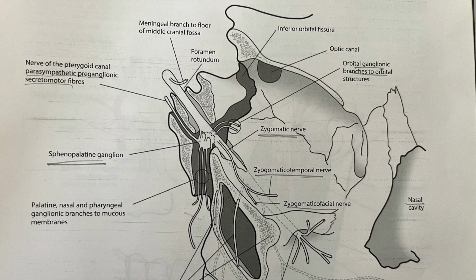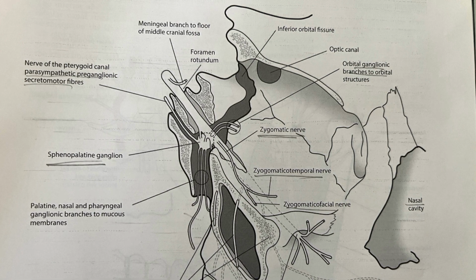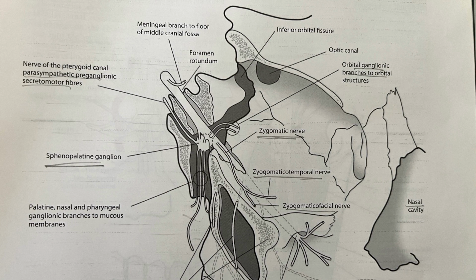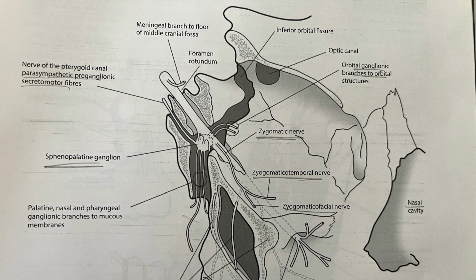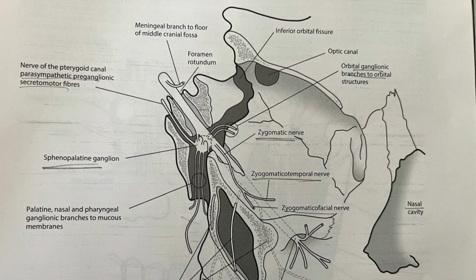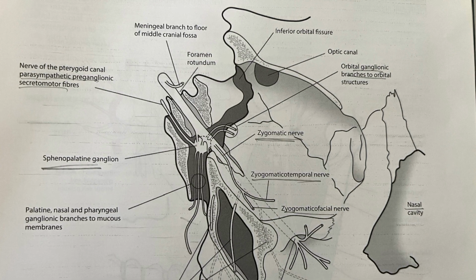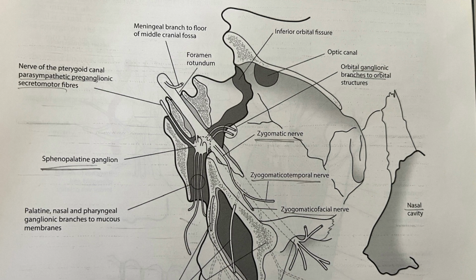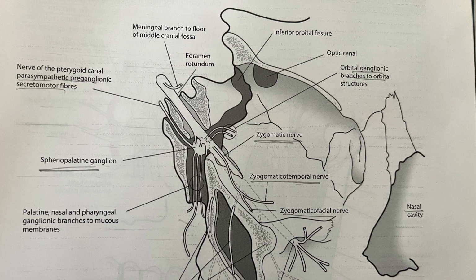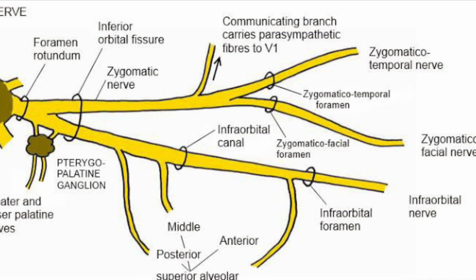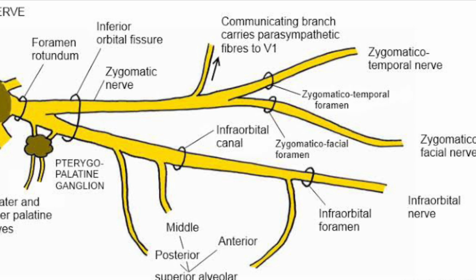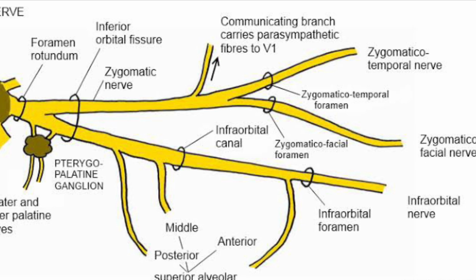It has the following branches. The first is the meningeal branch to the floor of the middle cranial fossa. Second are two branches to the sphenopalatine ganglion conveying the secretomotor fibers destined for the lacrimal gland. Third is the zygomatic nerve, which lies in the floor of the orbit, dividing into the zygomaticotemporal nerve and zygomaticofacial nerve.